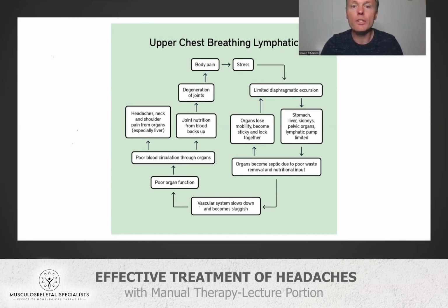Okay, joint nutrition from the blood backs up. This is where the disc starts to degenerate. You get degenerative disc disease. Look at the vascular system. Is there blood going there? Okay. Degeneration of the joints themselves. That causes body pain. That's just going to stress you out. And there you go. Round and round you go. And so you're going around and around on all four of these charts.